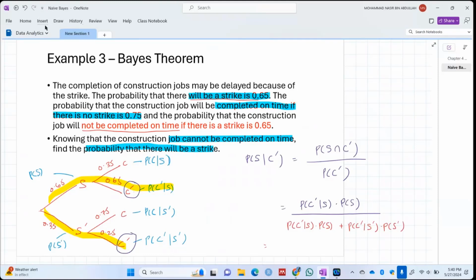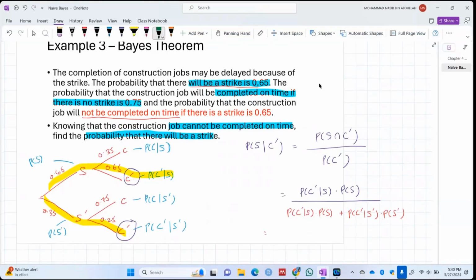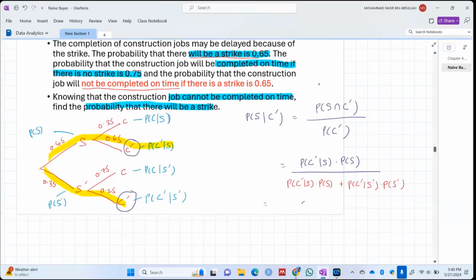So input all the values into the formula. This should be 0.65 multiplied by 0.65, divided by 0.65 multiplied by 0.65, the same thing, plus 0.35 and 0.25. So this should be 0.8284. So there is a high chance of a strike.